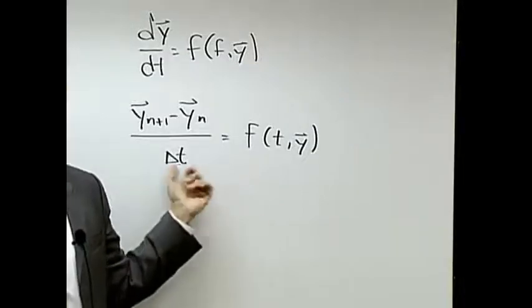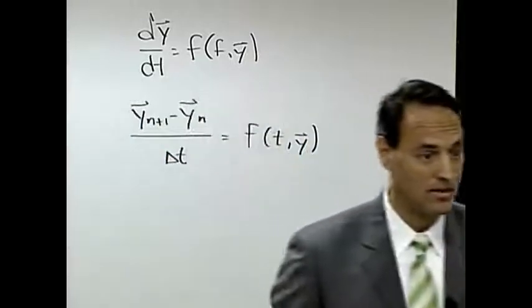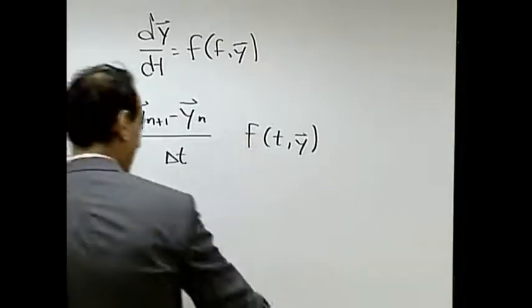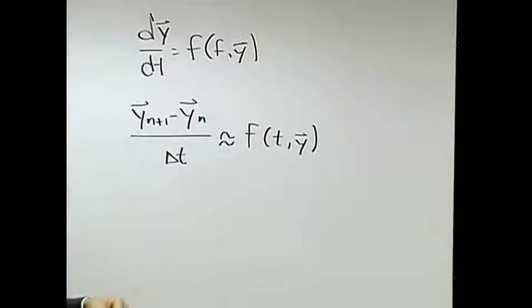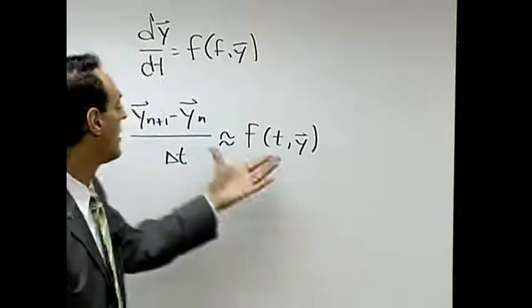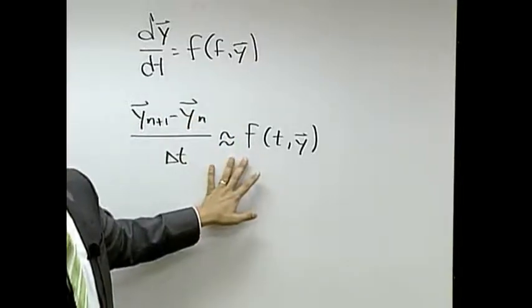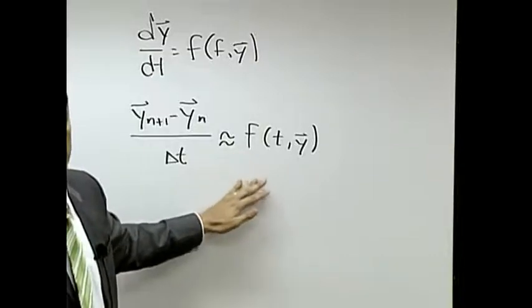I still have a divide by delta t, but now delta t is not 0. Sorry, not quite right. This isn't an equals anymore, right? Because I'm not taking delta t to go to 0. I'm taking delta t to just be small. Now, this is an approximate relationship.